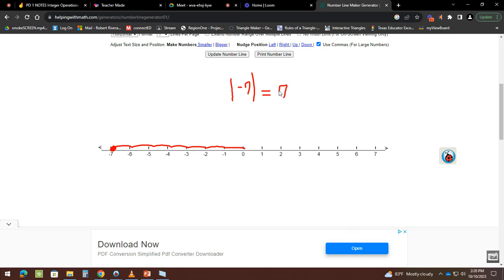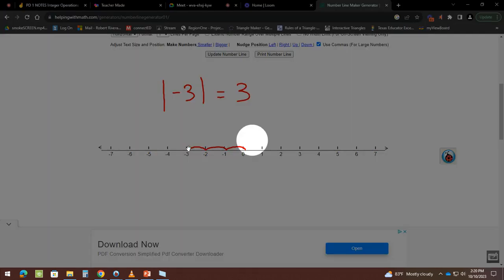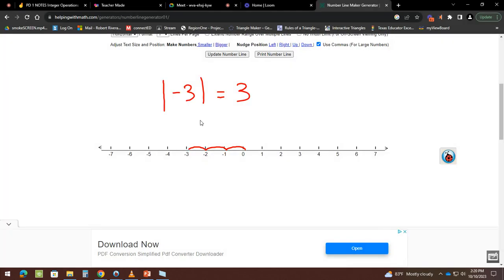Okay? Now if I say the absolute value of -3, the answer would be 3 because you're 1, 2, 3. The distance from 0 to -3 is 3. That's why the absolute value would be 3. Now I could also have the absolute value of a positive number, absolute value of a positive 4. Remember that these two bars mean absolute value, so absolute value of 4 will still be 4. 1, 2, 3, 4. So the answer will be 4.